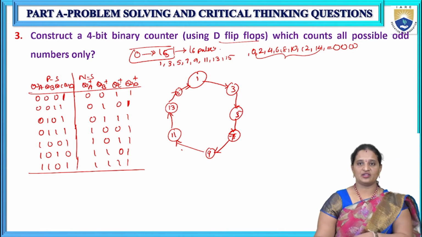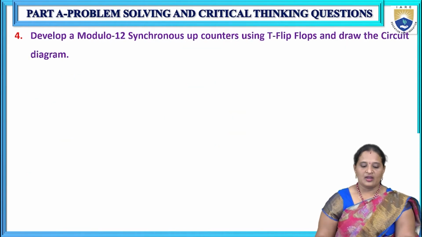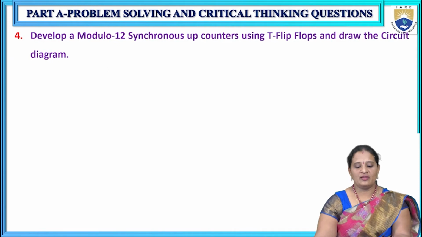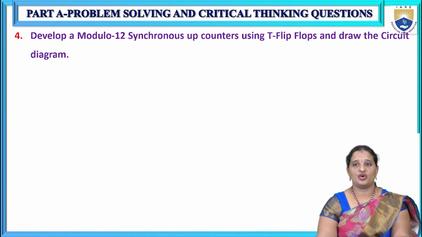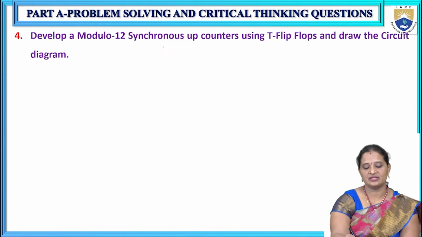That means after getting the Boolean function, just draw the logic circuit using that. Now, develop a modulo 12 synchronous up counter using T flip-flops and draw the circuit diagram. Modulo 12 means it can count 12 pulses.